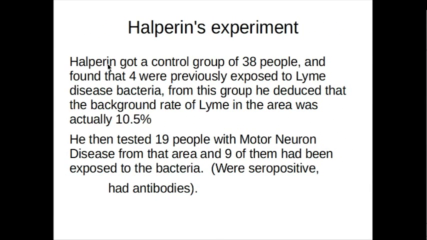So Halperin's experiment, he got a control group of 38 people and tested them for Lyme disease and found that 4 had been previously exposed to Lyme disease bacteria. From this group, he deduced that the background rate of Lyme in the area was actually 10.5%. He then tested 19 people with motor neuron disease from that area, and 9 of them had been exposed to the bacteria. So they were seropositive, they had antibodies against the bacteria.